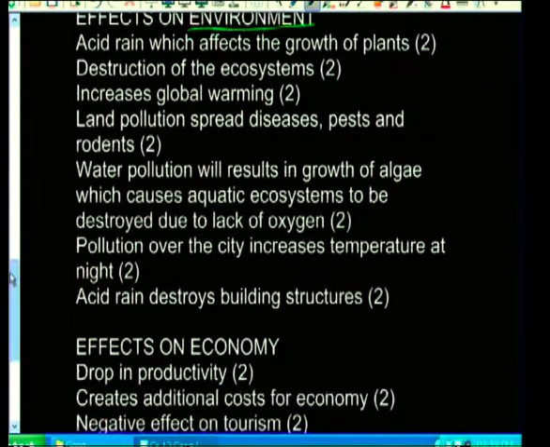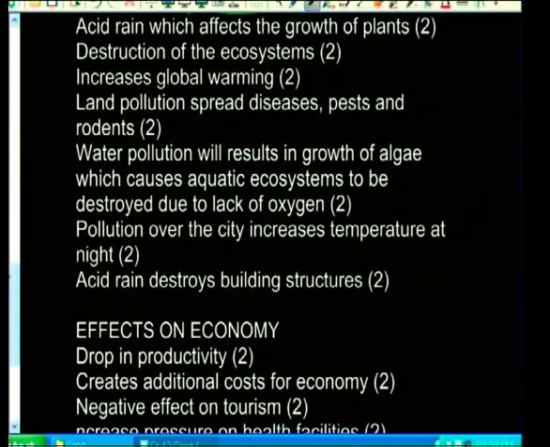Land pollution spreads diseases, pests, and rodents, okay? Water pollution, which will result in the growth of algae, which causes aquatic ecosystems to be destroyed due to the lack of oxygen. These answers are pretty much self-explanatory.